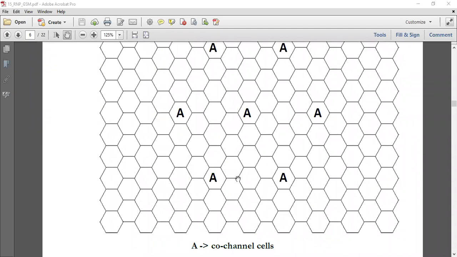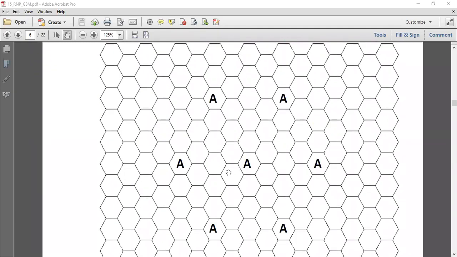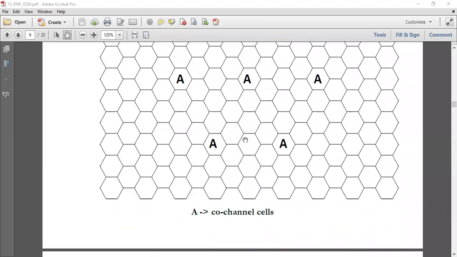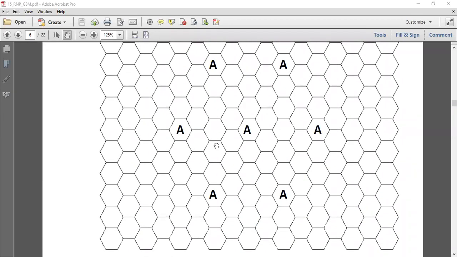Is this the cluster size for this diagram? So that was I square plus J square plus IJ. I square plus IJ plus J square: 4 plus 4 plus 4. Yes, 12. So 12 cells. If you keep marking here, you can do it.